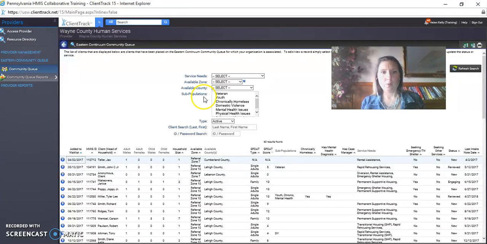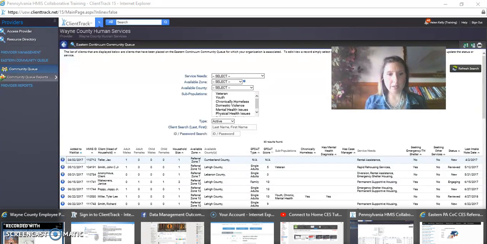If you aren't sure what zone you are in, I will just take you very briefly to where you could find that information.